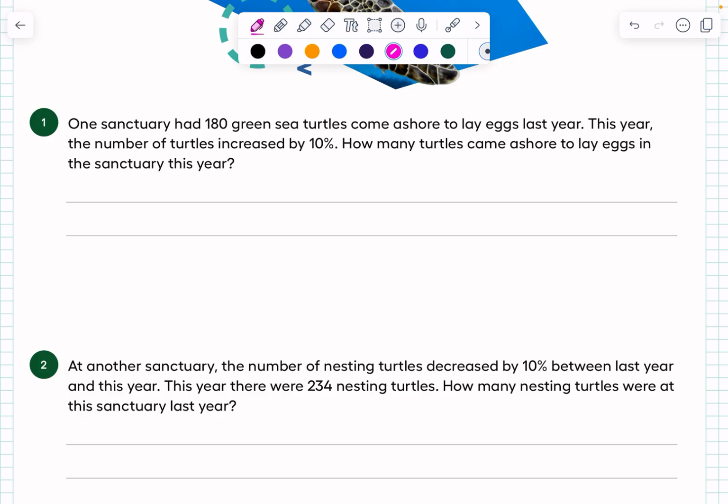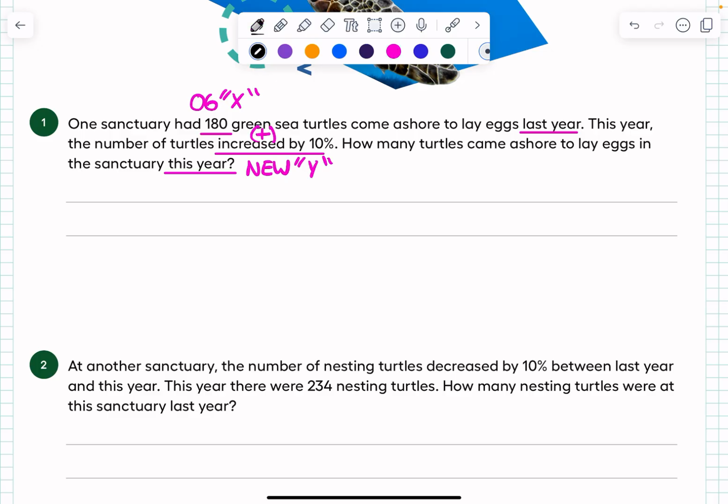All right, it is absolutely crucial to go back, reread it, and underline important information. This 180, they talked about it being last year, so this number is screaming the OG value, which is our X value. Increased by 10%. To increase means to add. How many turtles came ashore this year? This year is screaming the new value, which is our Y variable.